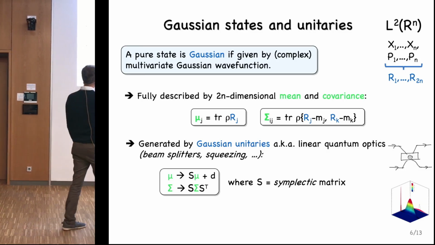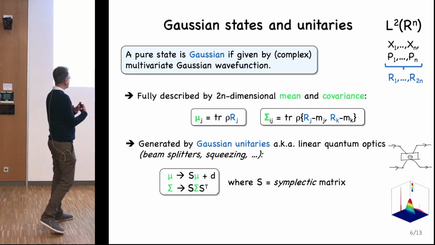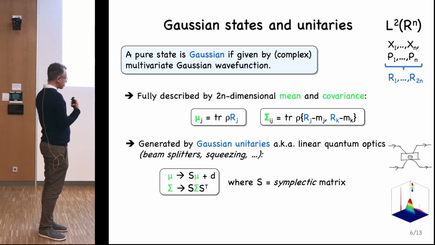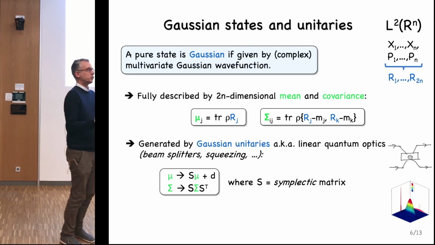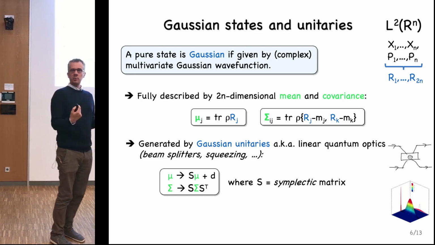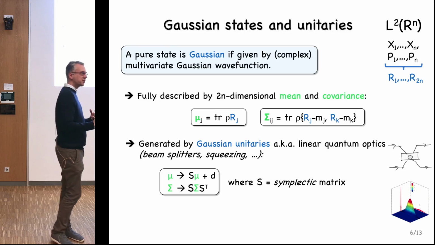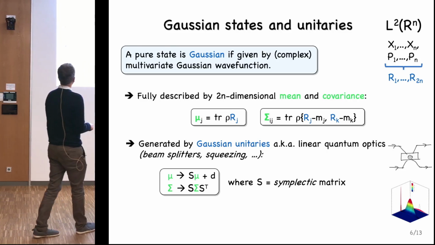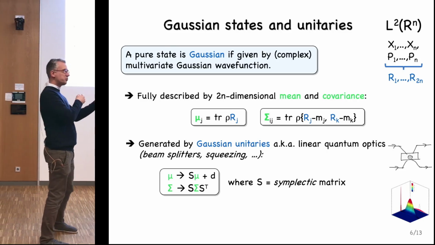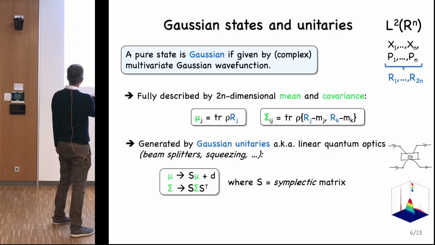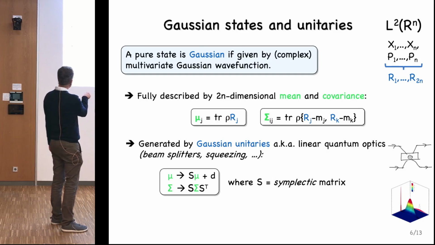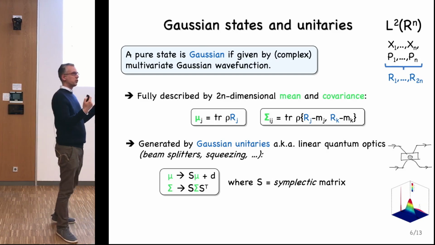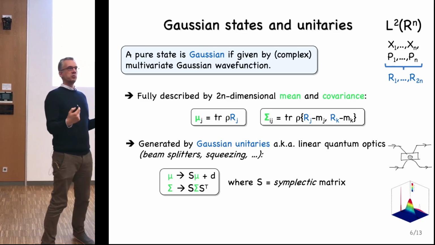Basically the idea is that these Gaussian unitaries are described by 2n by 2n matrices, not arbitrary matrices, but ones that are symplectic with respect to the natural symplectic inner product in R^2n, and also a displacement vector if you care about displacing things. The mean vector gets transformed in the natural way, and the covariance matrix also gets conjugated in a way that preserves positive semi-definiteness.